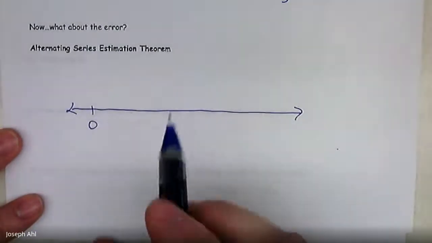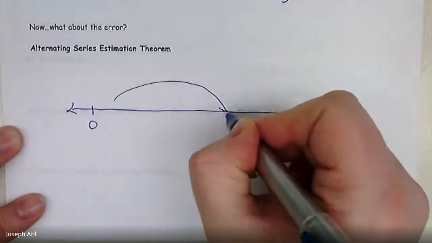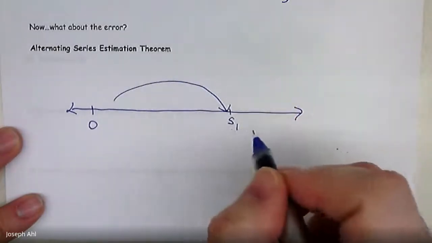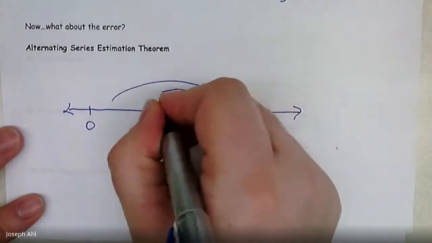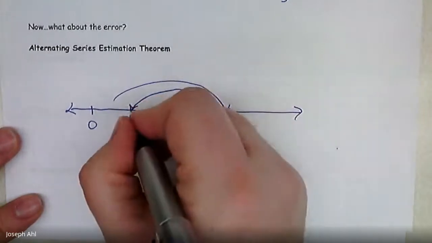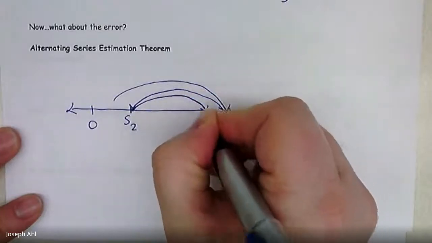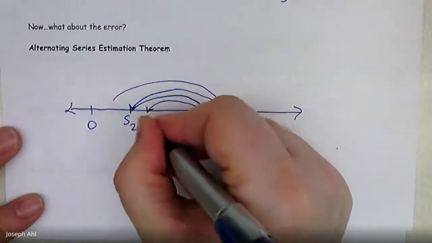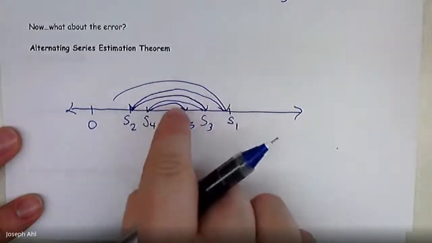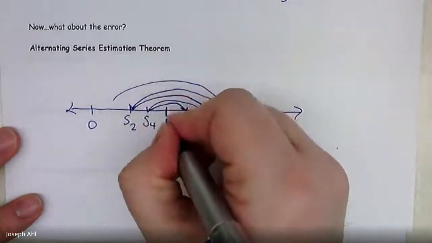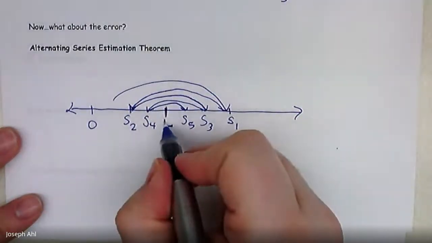We know that whatever the first term of the series is going to bring you to some value S1, and since the terms are decreasing and the next term is negative, the next sum, S2, might be located right here, and then S3 might be right there, and then S4 might be there, and then we'll do one more. Maybe S5 is here. They're going to ping pong back and forth and eventually converge upon some limit L. That's where we're headed here.